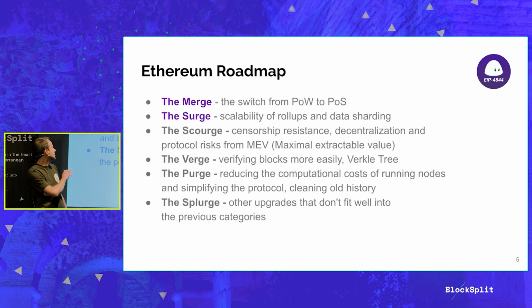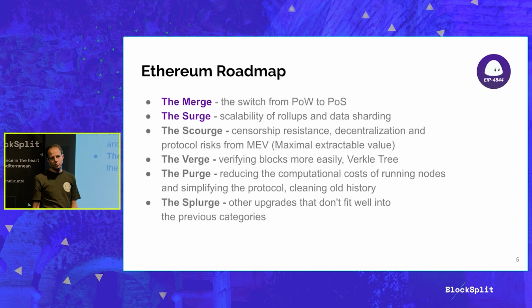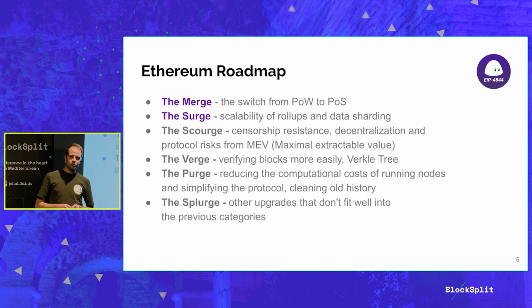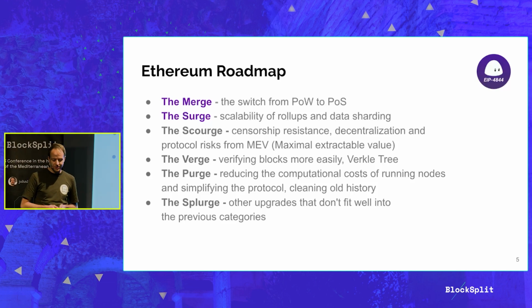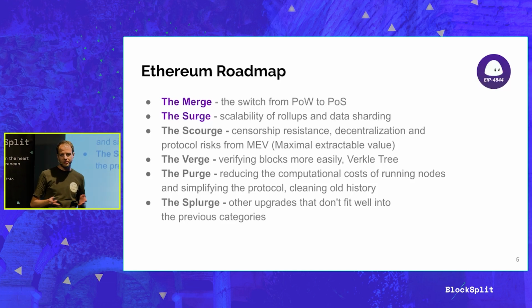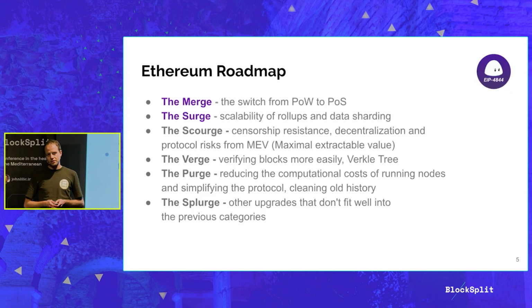So the first thing is the merge. We switched from proof of work to proof of stake. I hope you know about that. The second is the surge. We are going to focus on that in this talk. It is about improving scalability and data sampling to improve rollups. And the other ones are not part of this talk.